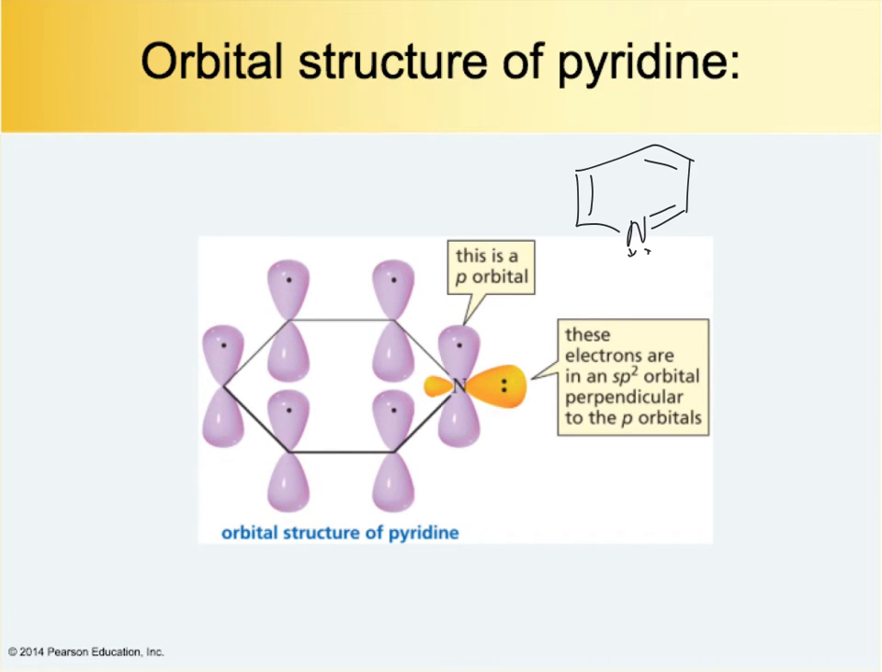So they're showing this lone pair right here, which we said is in an sp2 orbital, right? See how this sp2 orbital is not part of the pi system? All the pi electrons are here, and the electrons in that sp2 orbital are not part of the pi system. They're perpendicular, 90 degrees away.